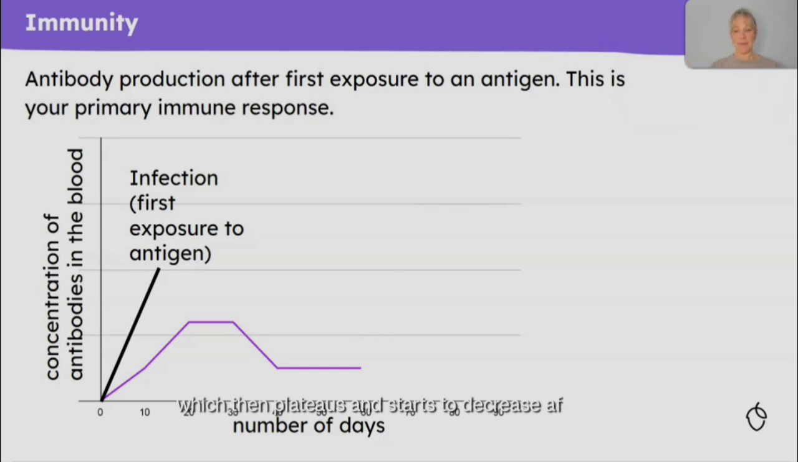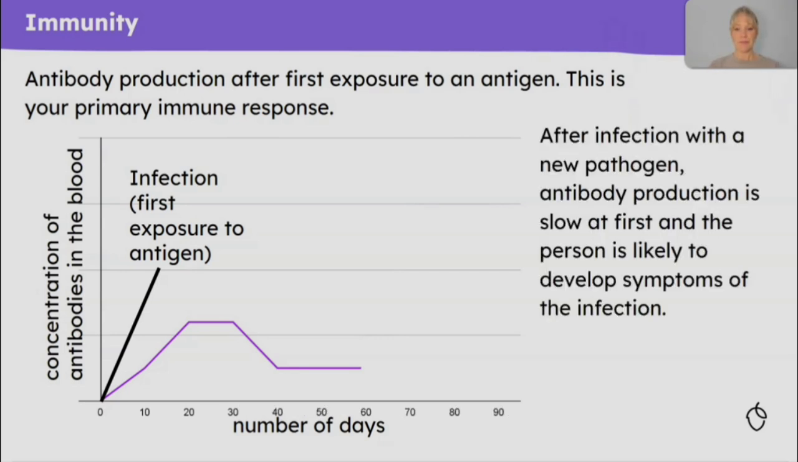to decrease after that, because the antibodies in your blood, after they've been used, and if there's no more pathogen around, then actually what will happen is they will break down. Okay, so they will come out of your blood. They won't remain in your blood forever. If after the infection then with a new pathogen, the antibody production is slow at first and the person is likely to develop those symptoms of the infection. So because it is quite slow, that's when we're going to feel a little bit poorly, whatever infection it is. If it was a cold, then you might be sneezing, you might have a high temperature in that time.